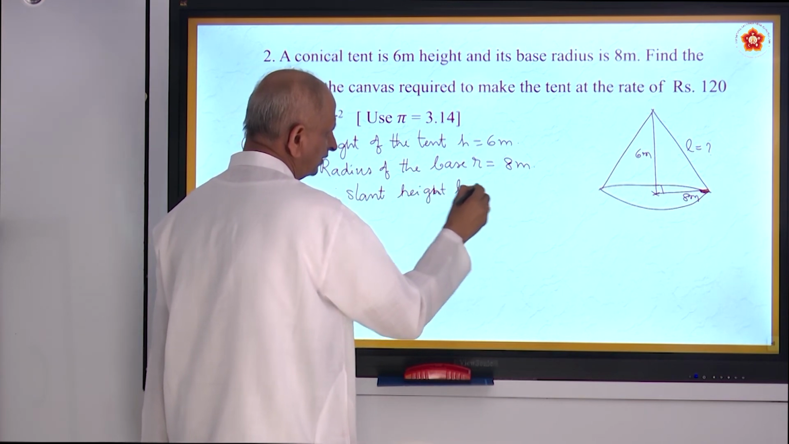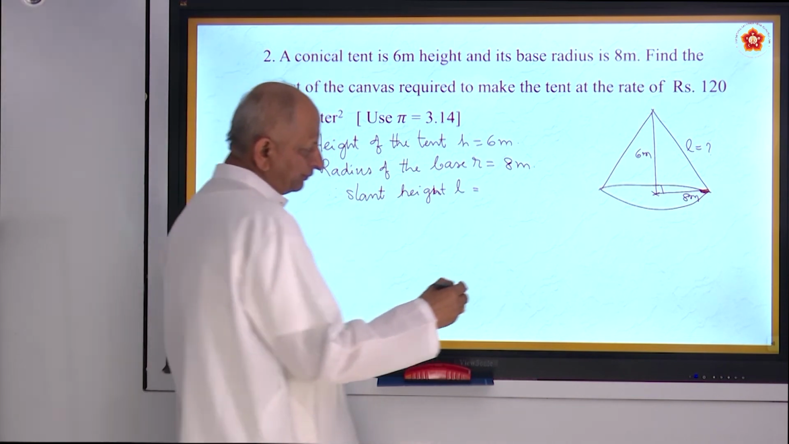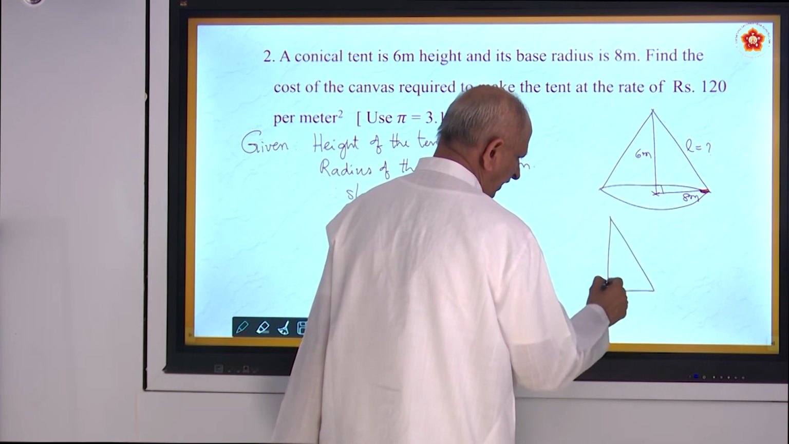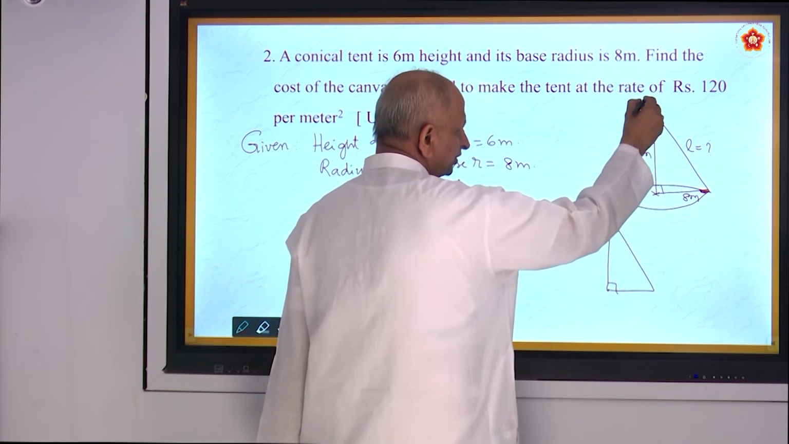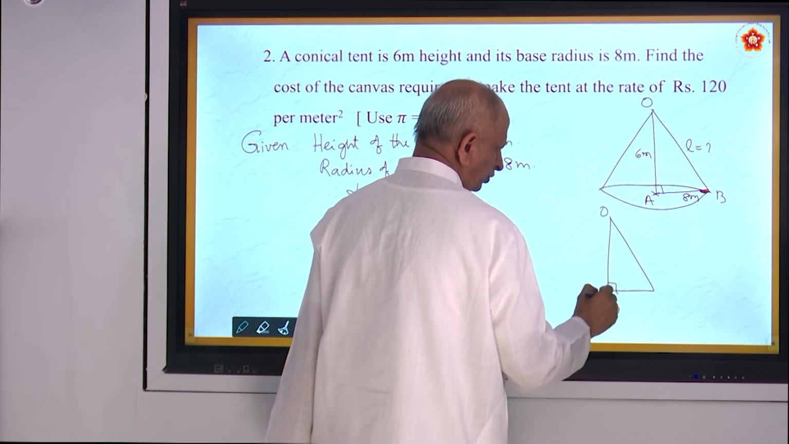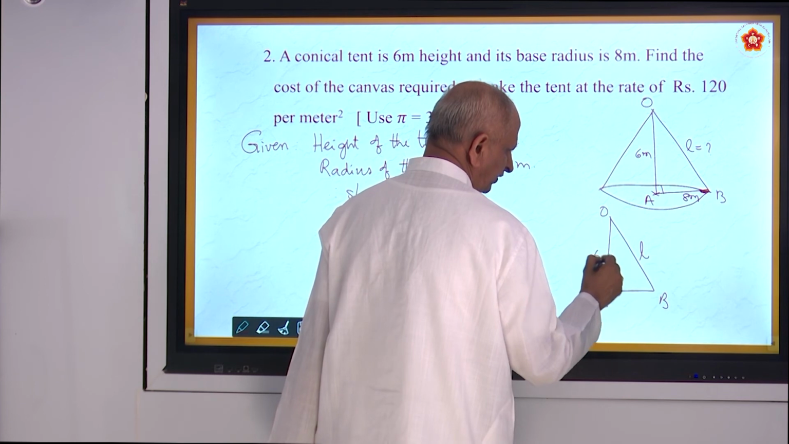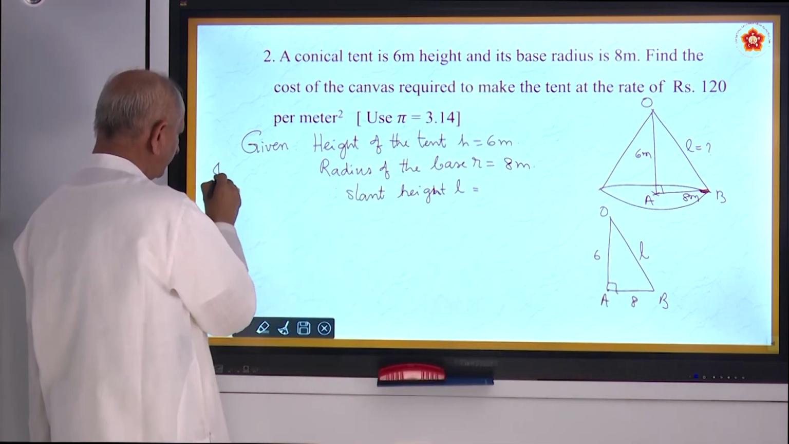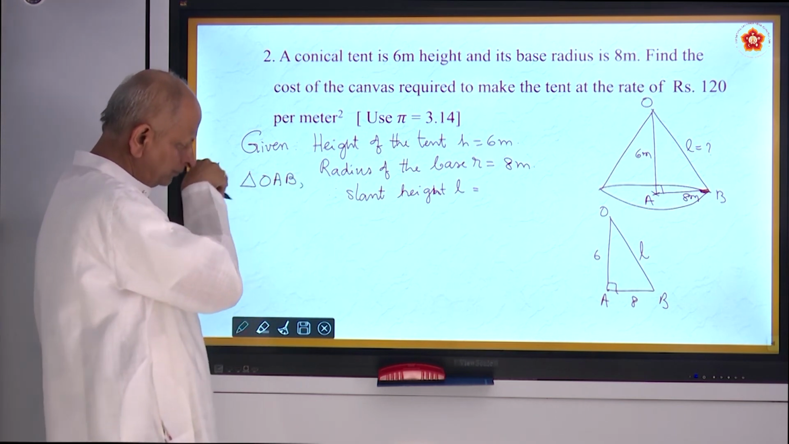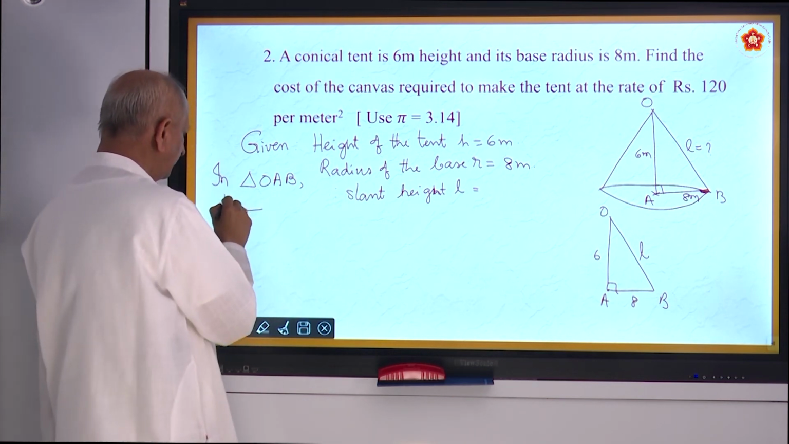That is L. What is the formula? Pythagoras theorem, right? In Pythagoras theorem, you get a right angle triangle here. Suppose you call it O here, A here, B here. O, A, B. You call this L here. This is 6, this is 8. In triangle OAB, angle OAB is 90 degrees.